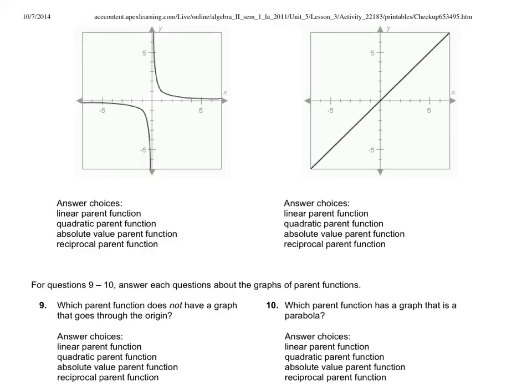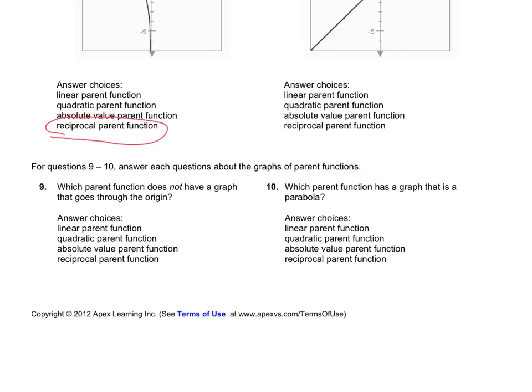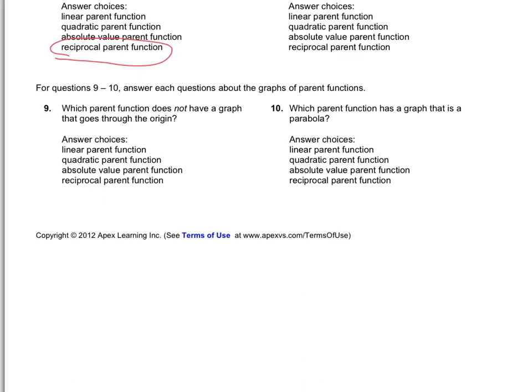Number 7 says which parent function is represented by this graph? Well, if we look at this, this is going to be our reciprocal parent function. And lastly, number 9 says which parent function does not have a graph that goes to the origin, and that is, again, our reciprocal parent function.